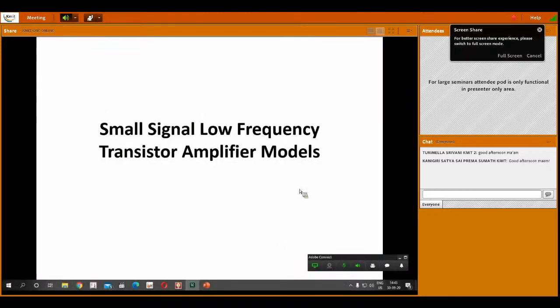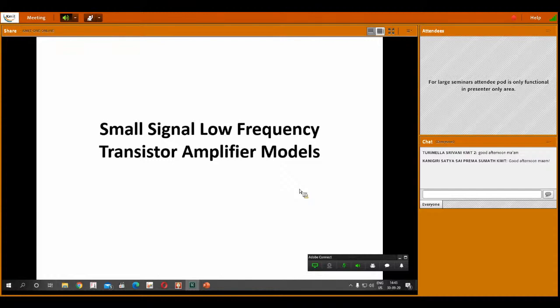Okay, last class we concluded with stability, thermal runaway, as well as how to construct a CE amplifier stage. So there is a need for stability. So what are the bias compensation techniques? All those topics we covered in the last class. In today's session, let me move to our next topic, small signal low frequency transistor amplifier models.